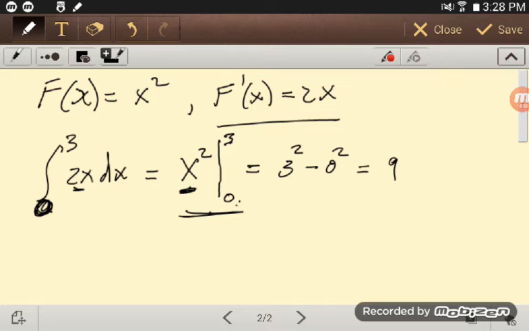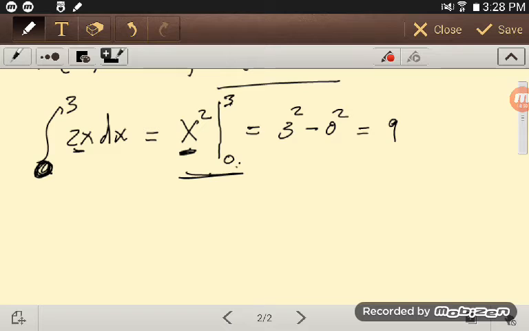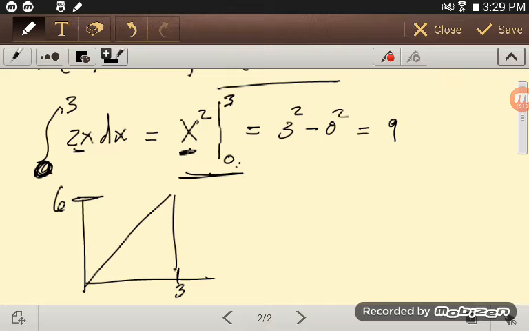Okay, now let's check that with the geometry. So this was 2x. Okay, so we had that line. We went out here to 3. So this height was 6, because that's 2x. And we could think of that definite integral as that area.